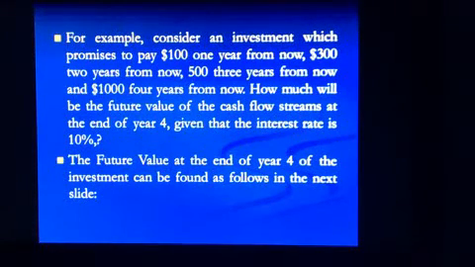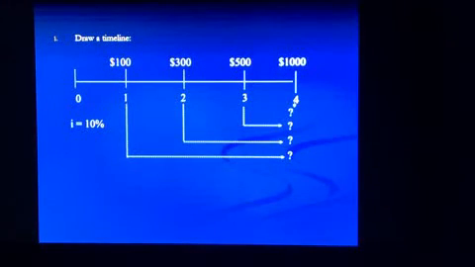So for example, in this question we are given an investment which promises to pay $100 after 1 year from now, $300 2 years from now, $500 3 years from now, and $1,000 4 years from now. How much will be the future value of the cash flows at the end of 4 years, provided that the interest rate is 10%? Here we are given 4 different values and we are asked to calculate the total future value at the end of 4 years. So first of all, we need to draw the timeline.